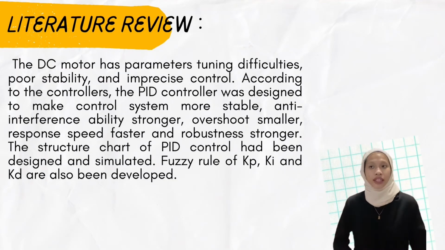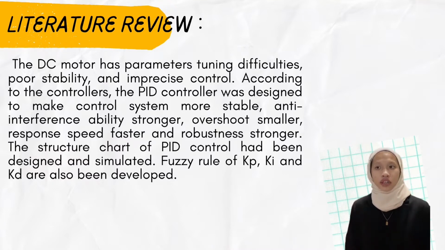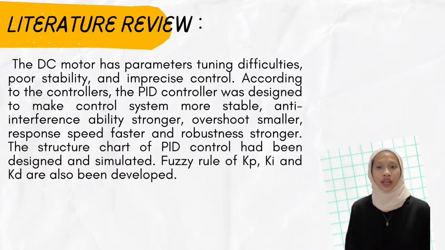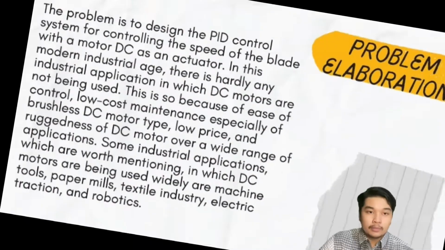Next, I will continue with the literature review. The DC motor has turning difficulties, poor stability, and improper charge control. According to the controllers, the PID controller was designed to make the control system more stable, with stronger anti-interference ability, smaller overshoot, faster response speed, and stronger robustness. The structure chart of PID control has been designed and simulated. Fuzzy rules of KP, KI, and KD have also been developed.